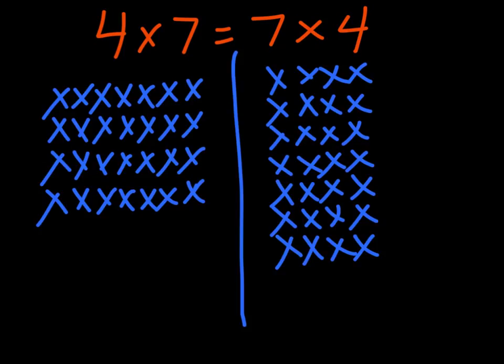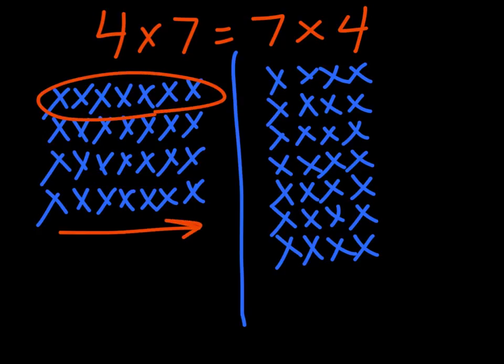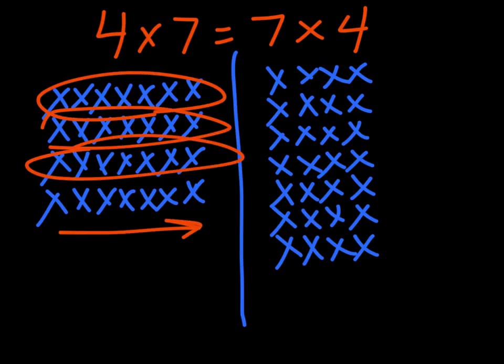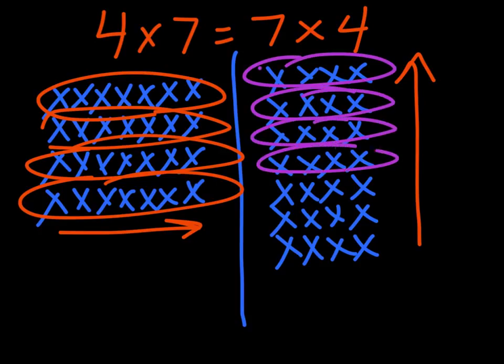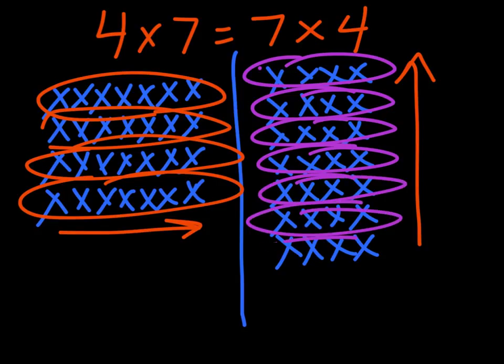Okay, these are what your arrays should look like, and you'll notice we have one that's more horizontal because it's 4 groups of 7. I can circle the groups. Or this one is more what I would consider vertical because I have 7 groups of 4. So that's just the difference. So remember, the difference does matter, especially in word problems.